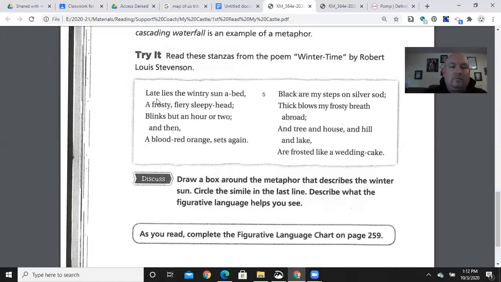So I see in that we have a metaphor that the wintry sun is a frosty, fiery, sleepy head. It's telling you the sun is something else. And then we see here, frosted like a wedding cake. That'll give you a simile.